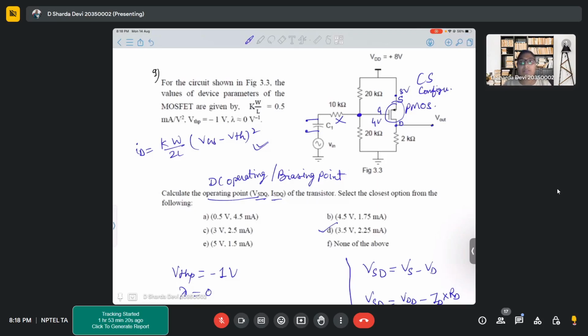Ma'am, how did we get 4 volt as VGS? VGS 4 volt. Voltage divider. What about voltage drop at 10 kilo ohm, ma'am? No, 10 kilo ohm is not coming into picture. See, we said we are considering DC operating point. We are only considering DC. AC is grounded.